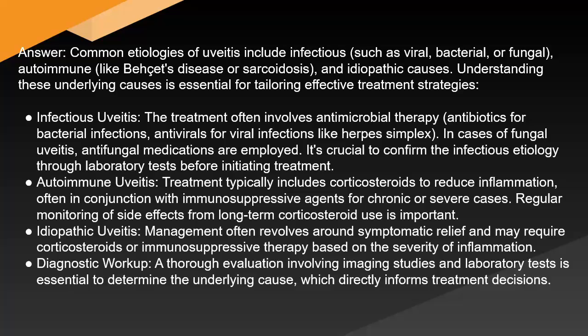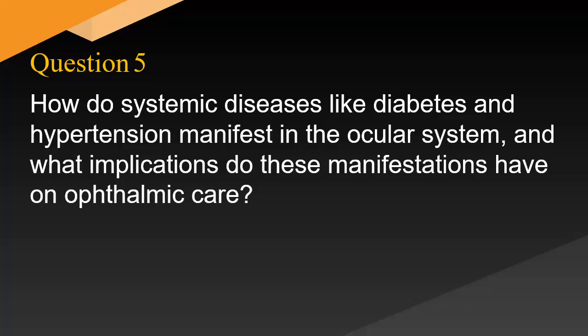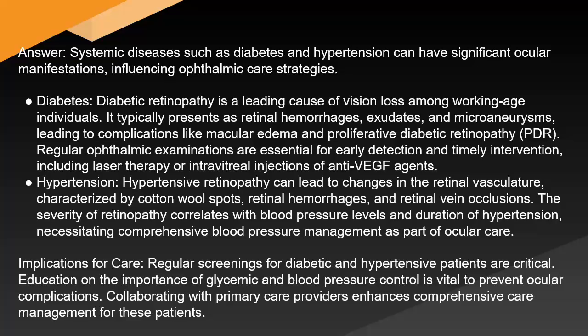directly informs treatment decisions. How do systemic diseases like diabetes and hypertension manifest in the ocular system, and what implications do these manifestations have on ophthalmic care? Answer: Systemic diseases such as diabetes and hypertension can have significant ocular manifestations influencing ophthalmic care strategies.